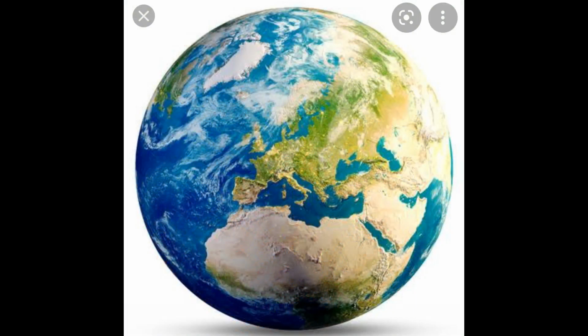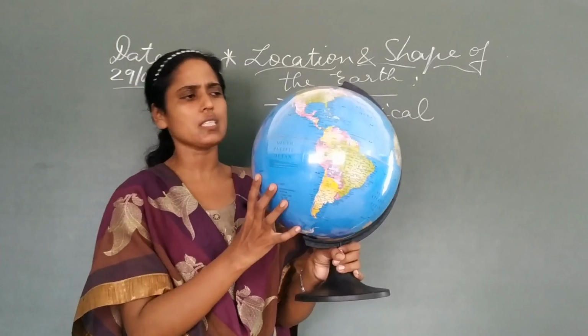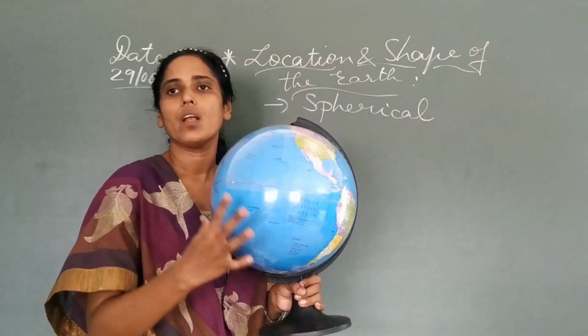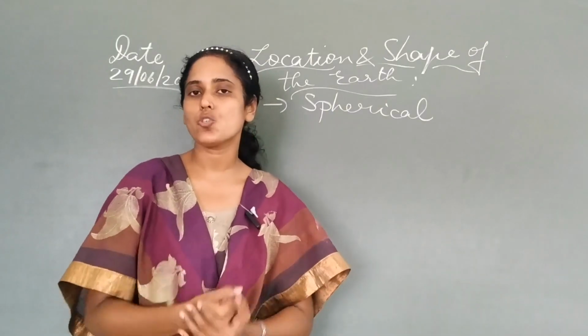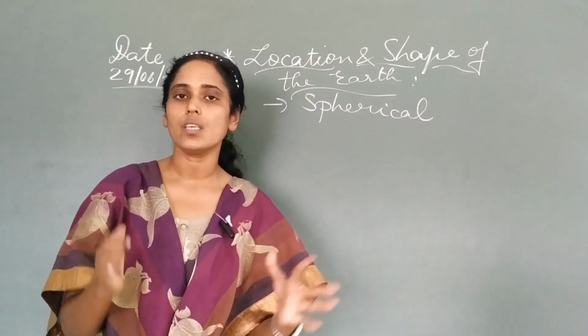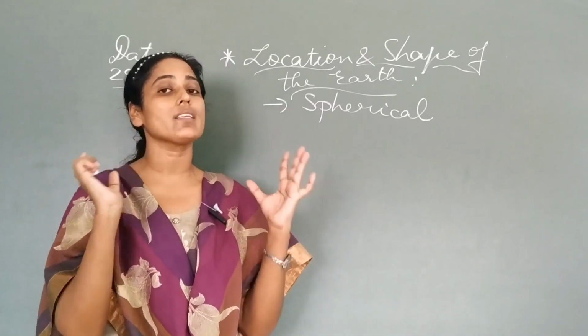And some astronauts have said that when they took photos from the moon, the earth looks like a giant sphere. This dome is only a small replica of the earth, but the earth looks like a giant sphere. So when astronauts took photos from space and from the moon, they said that the earth looks like a giant sphere.